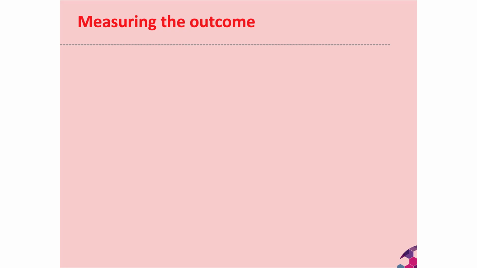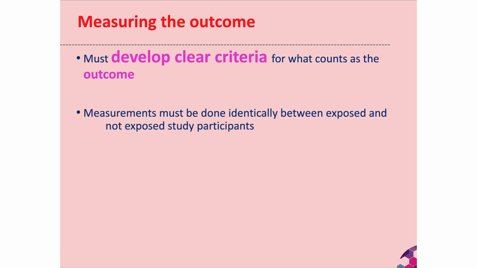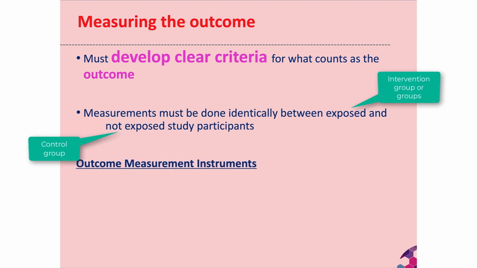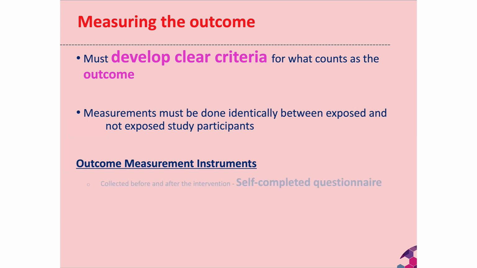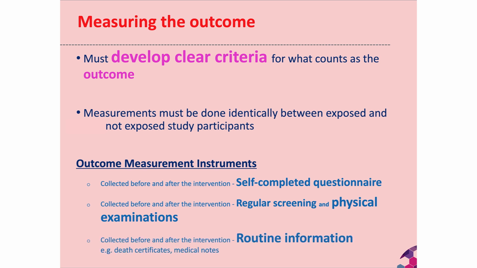Now, measuring health outcomes in RCTs is similar. You must develop clear criteria for what counts as the outcome. Measurements must be done identically between the exposed and the not exposed study participants. And the outcome measurement instruments, again, can be self-completed questionnaires, regular screenings and physical examinations, or some other kind of objective measurement, and also using routine information such as death certificates, medical notes, and cancer registries and other local health statistics. And these are collected both before and after the intervention.